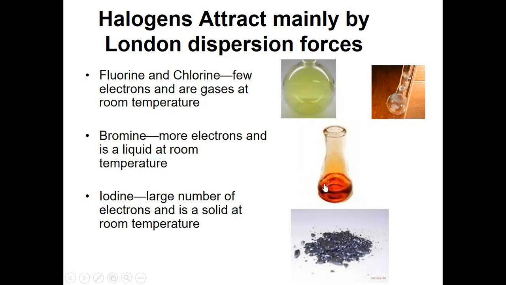And that's a picture of bromine over here. Iodine has a very large number of electrons and a much more noticeable London dispersion force. So it's going to be a solid at room temperature, and this is a picture of iodine down here. So that can all be explained by these London dispersion forces.